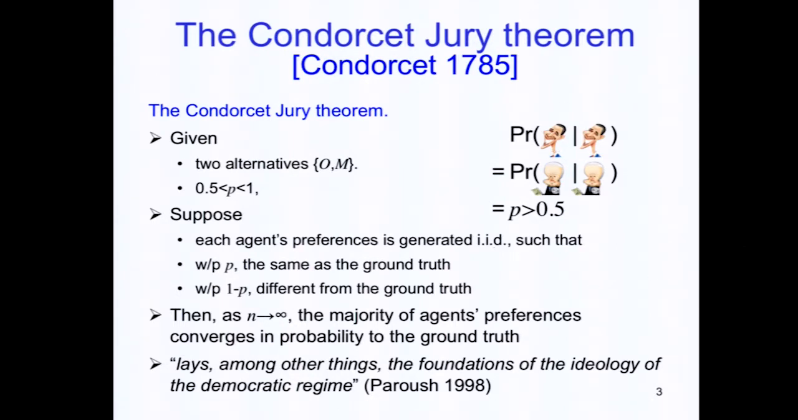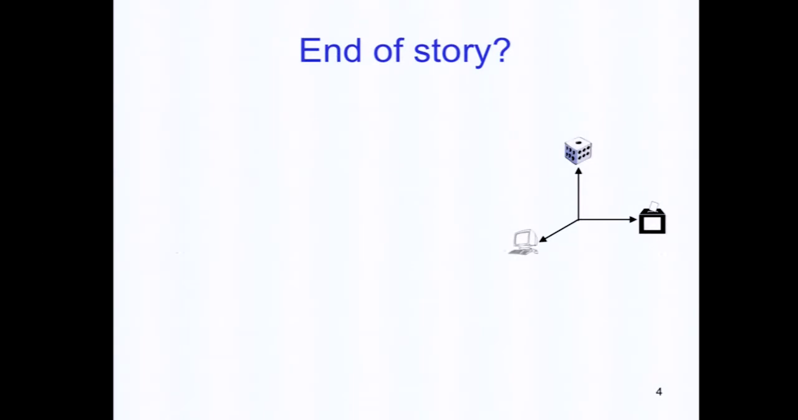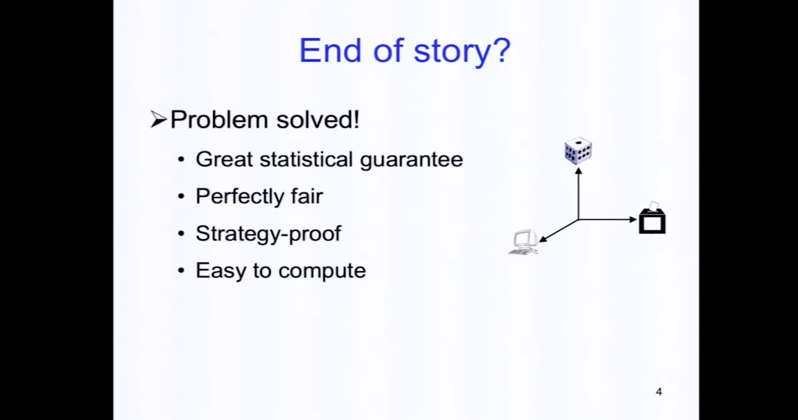But does it mean that there's actually nothing we can do? Just think about it. We want a good estimation. We want a good mechanism that satisfies good statistical properties, economic properties, as well as computational properties. But now we have a mechanism, which is majority rule, which is actually pretty good.